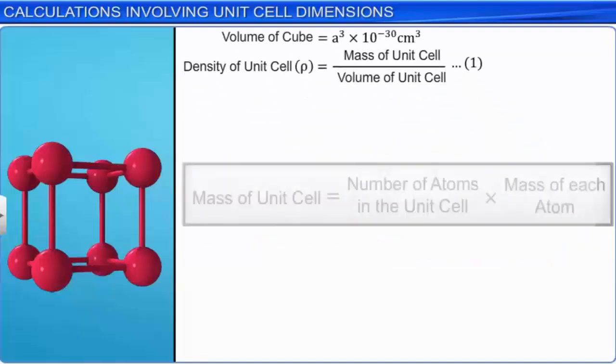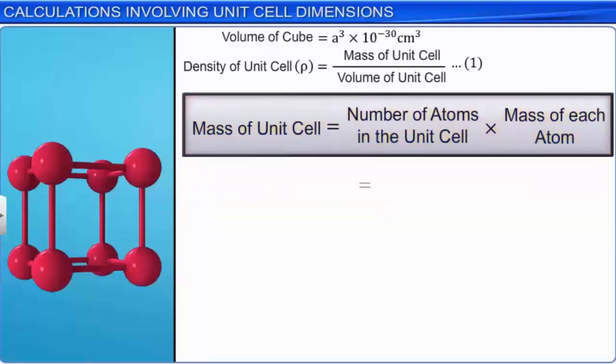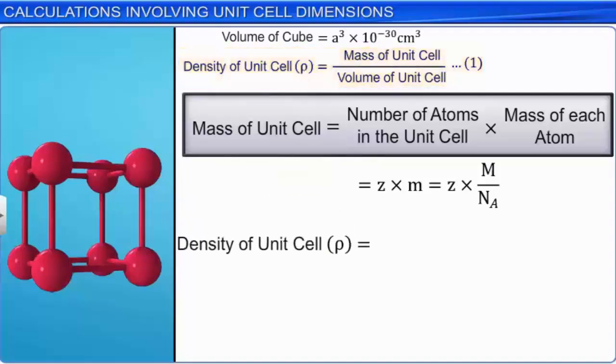Mass of a unit cell is equal to number of atoms in the unit cell into mass of each atom. That is, Z into M, where M is equal to atomic mass by Avogadro's number. Substituting the values in equation 1, we get rho is equal to Z into M divided by A cube into 10 to the power minus 30 into Avogadro's number grams per centimeter cube.